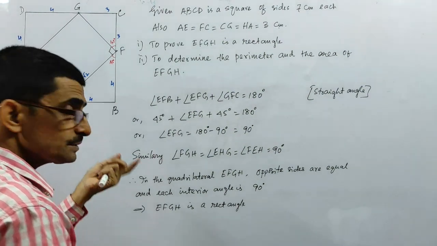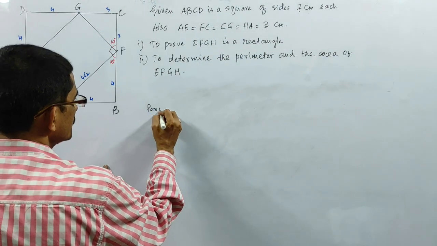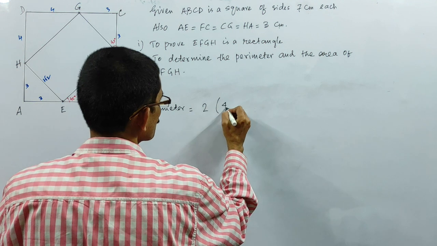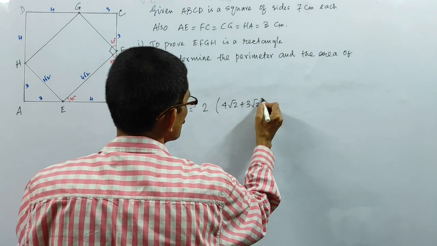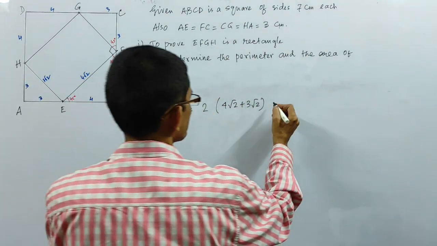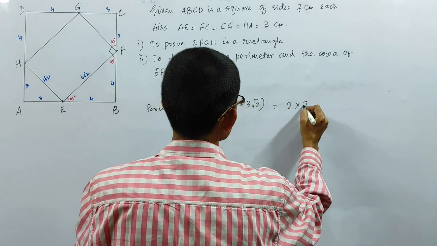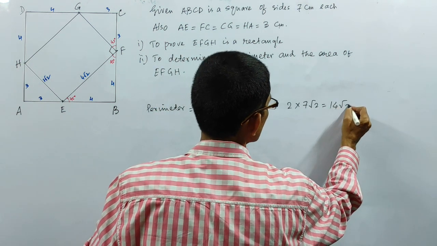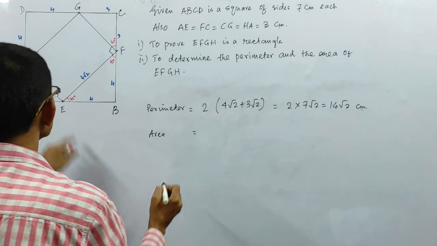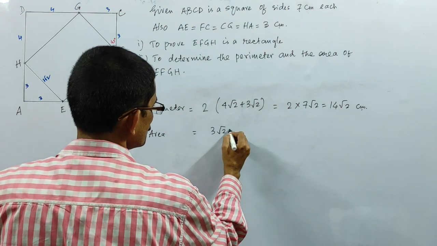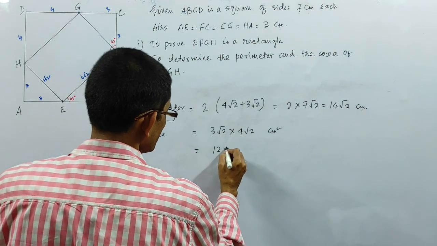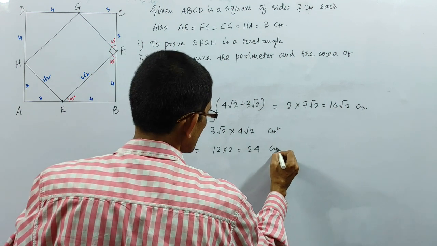Now come to the second part. Second part has become easier. Perimeter is equal to twice multiplied by the sum of the adjacent sides, 4 root 2 plus 3 root 2, what we commonly say as the sum of length and breadth. So it is 2 multiplied by 7 root 2, 14 root 2 centimeter, and area is the product of the adjacent sides, 3 root 2 multiplied by 4 root 2 square centimeter, or it is 12 multiplied by 2, 24 square centimeter.